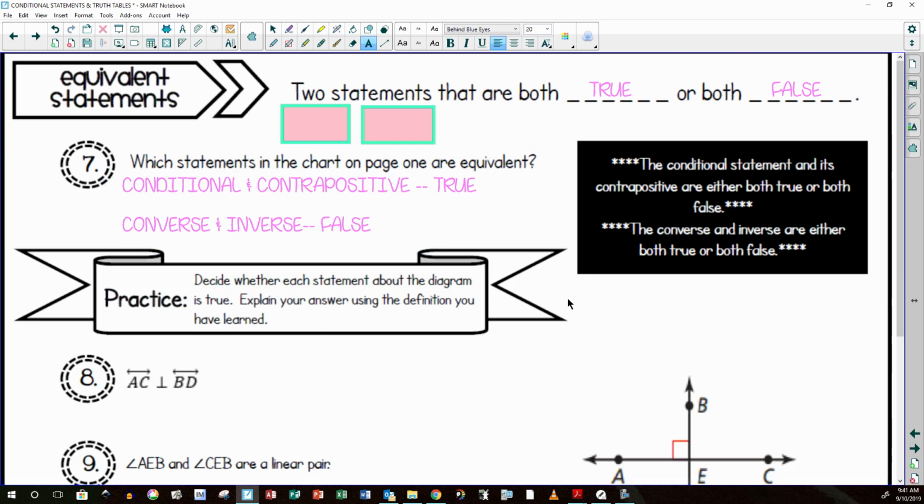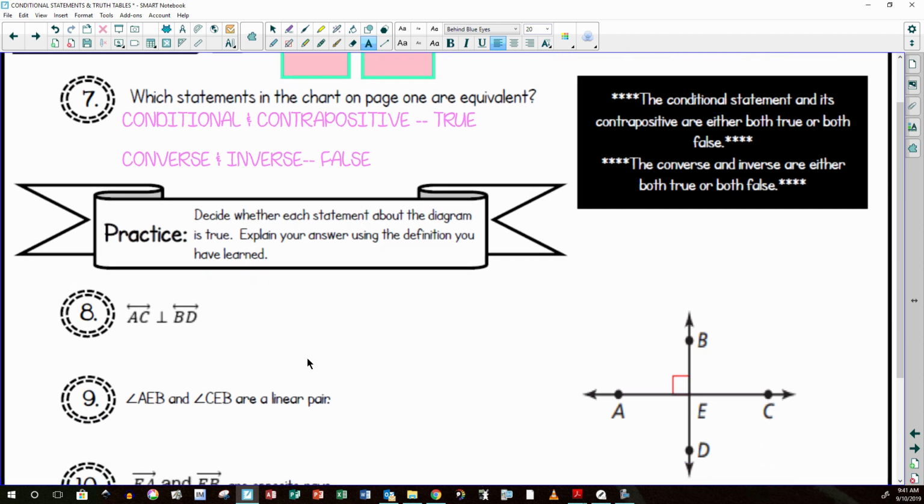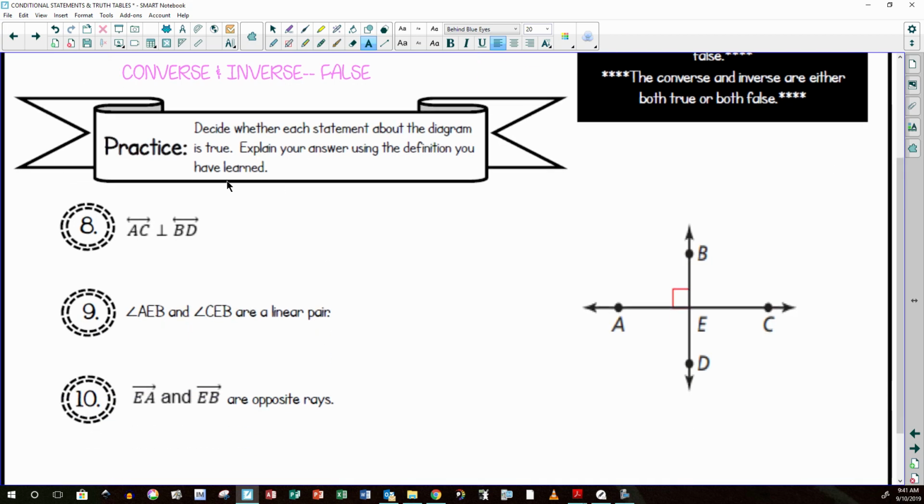All right, so now what we are going to do is look and see whether each statement about the diagram is true, and we're going to explain using one of the definitions that we've learned. So let's look. It says decide whether each statement is true. All right, so line AC is perpendicular to line BD. Well, this would be true.